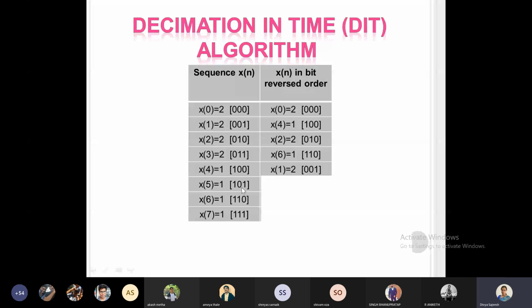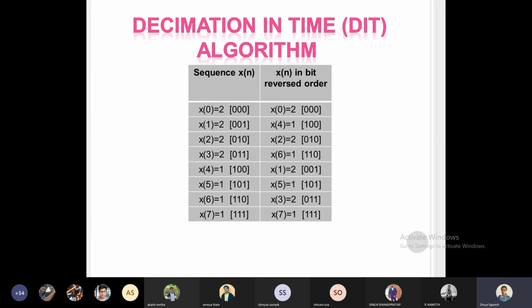Now x of 5, that is 101. If I change it, it will be as it is. So it is 101, the same element will be carried. Now the next one is 110. If I reverse it, it will become 011. 011 is 3. That is x of 3 is 2. And the last one, even if you change, there is no change in the element. So the bit reversing will not matter. So it is x of 7.